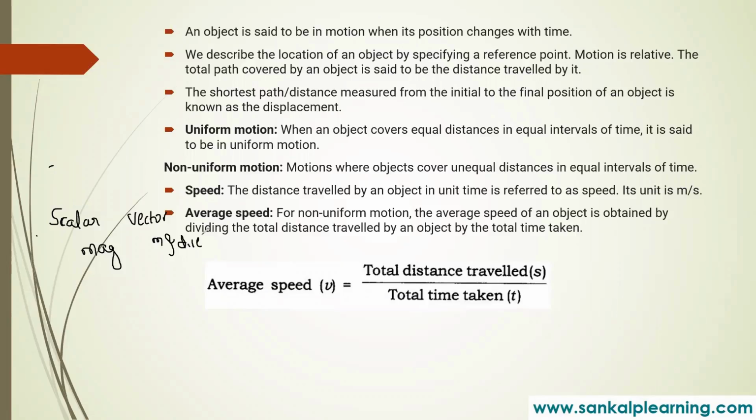We don't specify any direction here, right? So such quantities are called what? Scalar quantities. Next one we have the vector quantities.